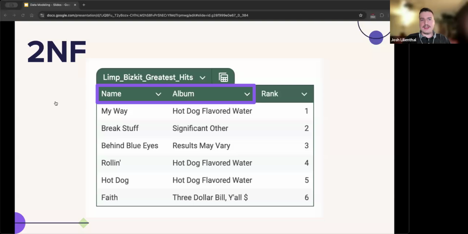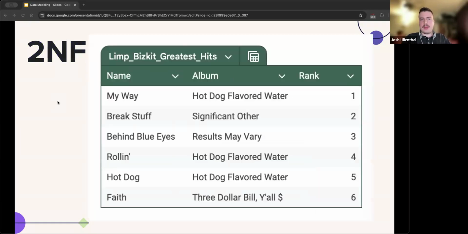We know rank is dependent on name because name identifies the song being ranked. However, rank is not dependent on album because we're ranking songs here and not albums. These two columns have no direct relationship whatsoever with one another, and so rank cannot be dependent on album in 2NF.